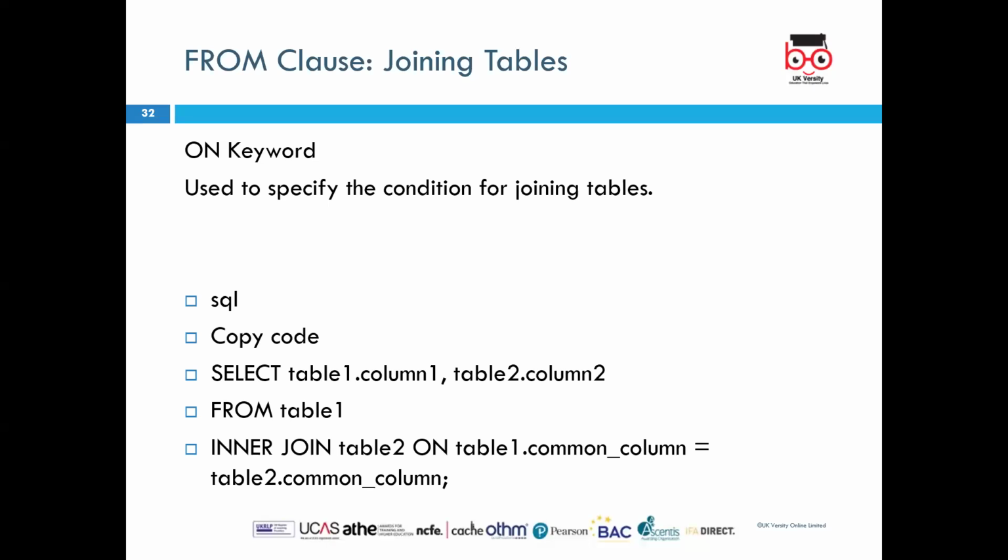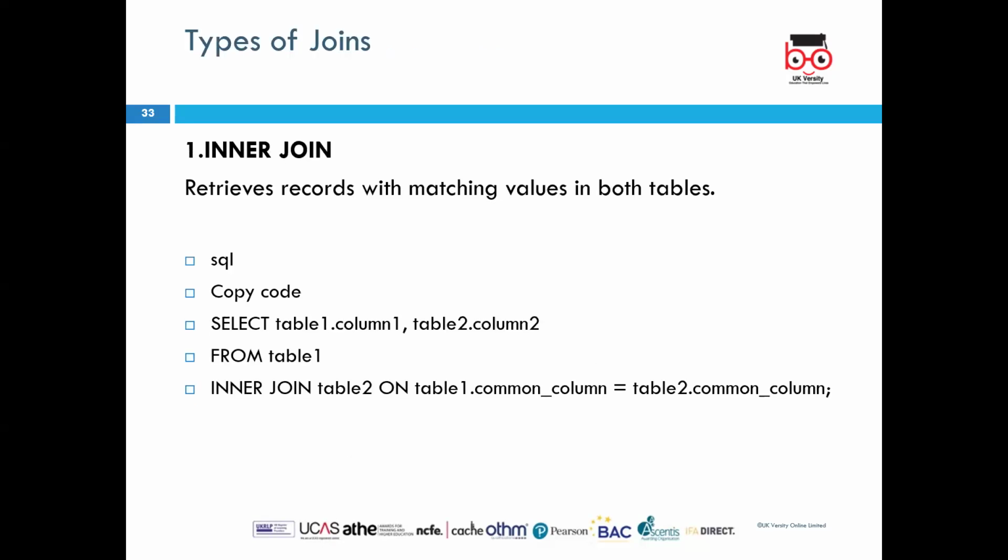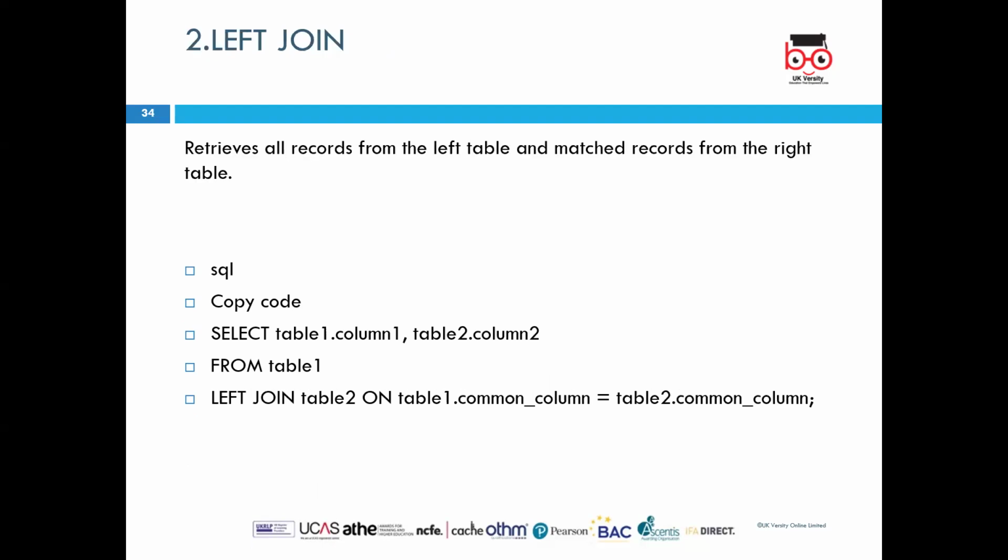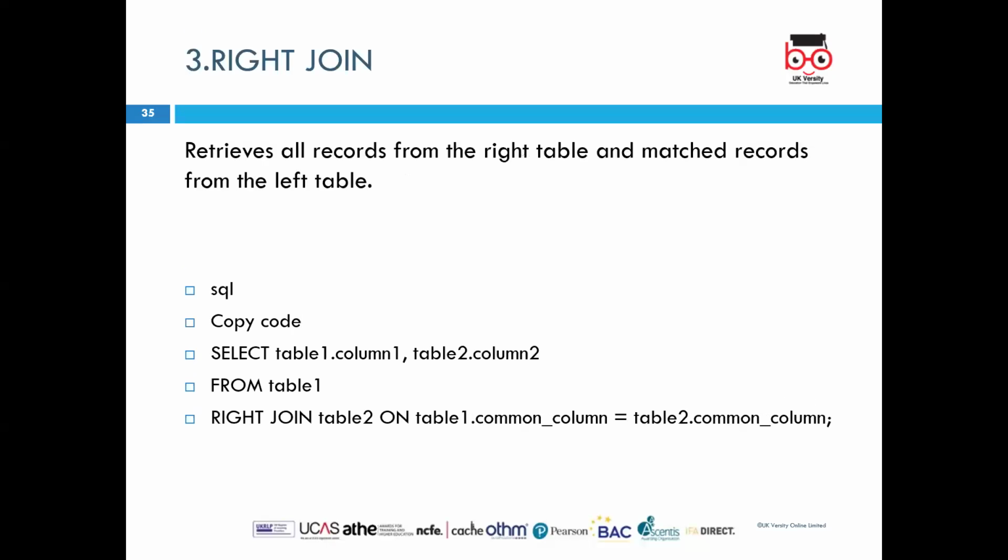So with this, we can now specify the condition to join different tables. There are different types of joins. We have inner join, which allows us to retrieve records with matching values in both tables. Left join allows us to retrieve all records from the left table and matching records from the right table. And right join allows us to retrieve records from the right table and matching records from the left table.